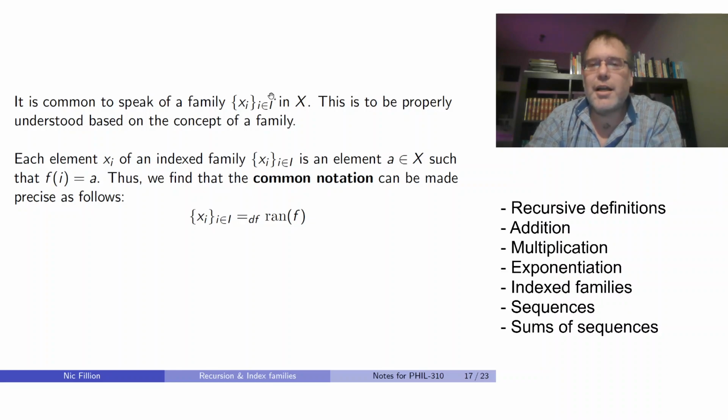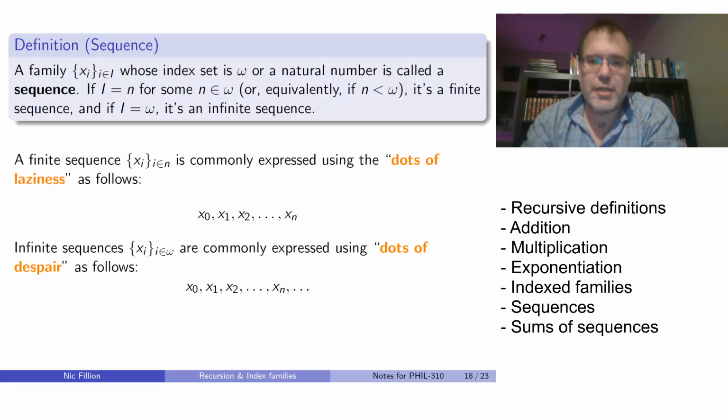Again, here there is a presupposed function, which is the listing function, which isn't mentioned explicitly. But the idea is that each x_i in that family is going to be an element of the set X such that f of i equals that element. So the family of elements of X really is just the range of the function f. This is how all of those concepts of function and indices come together with the concept of a family.